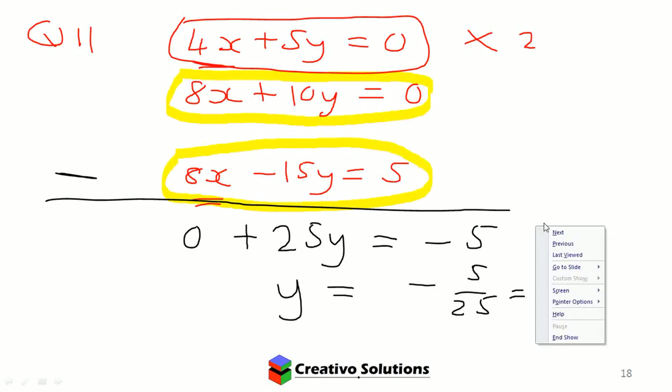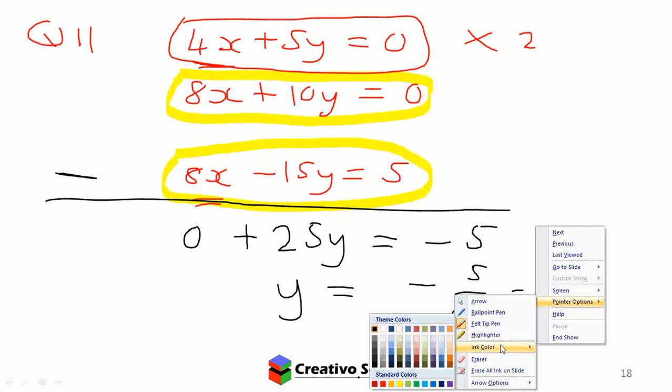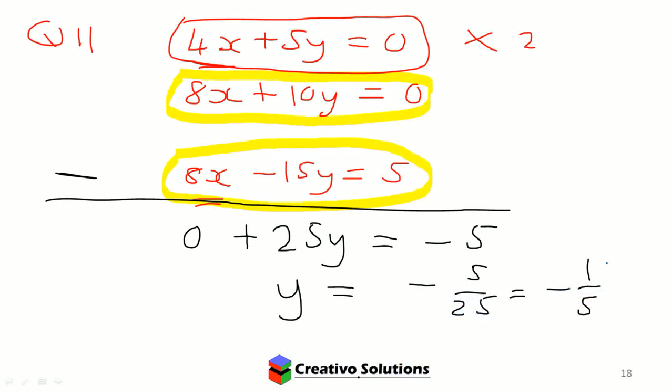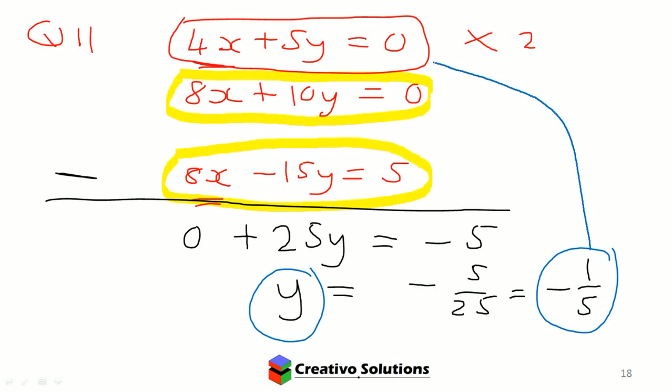How do I get x? All I need to do now is take the answer that I've calculated, which is that, and that's for y, and substitute that into one of the equations. I'm going to insert it into that equation. Okay, so I'm going to record 4x plus 5y equals 0. So then I'm going to have 4x plus 5 times y, which is minus 1 over 5, equals 0.